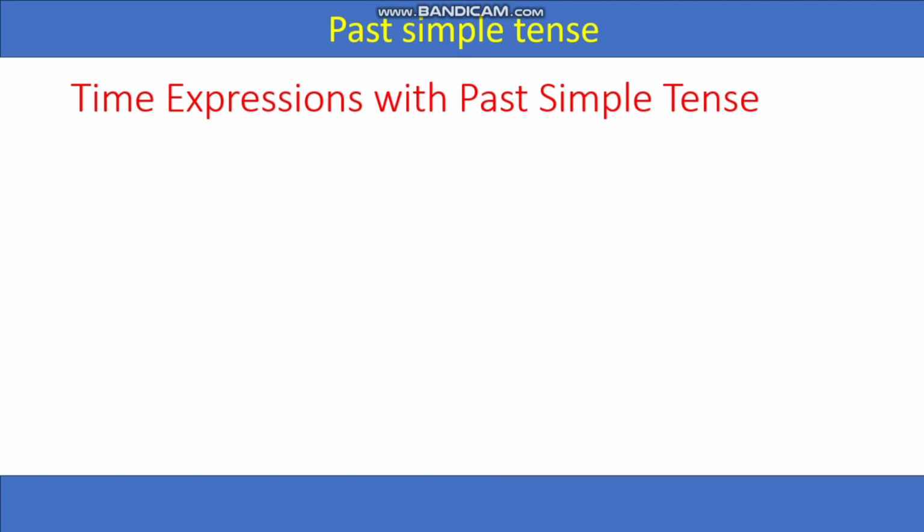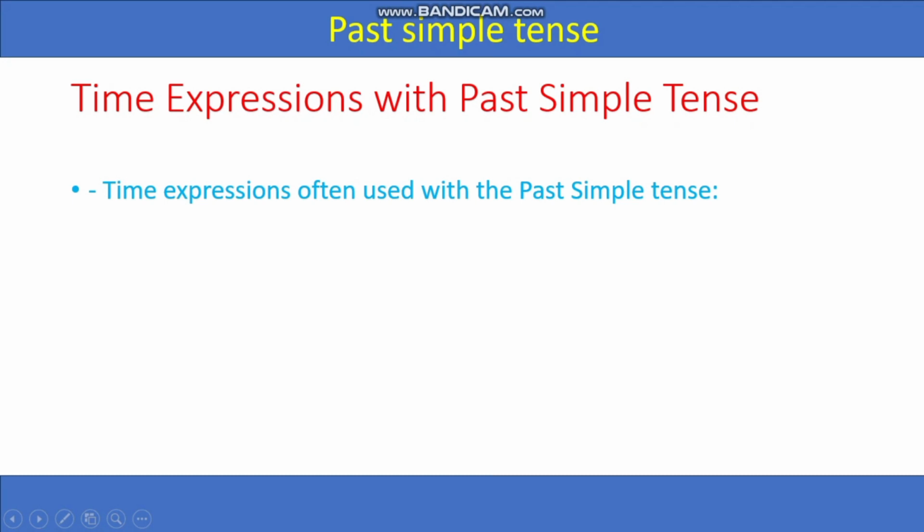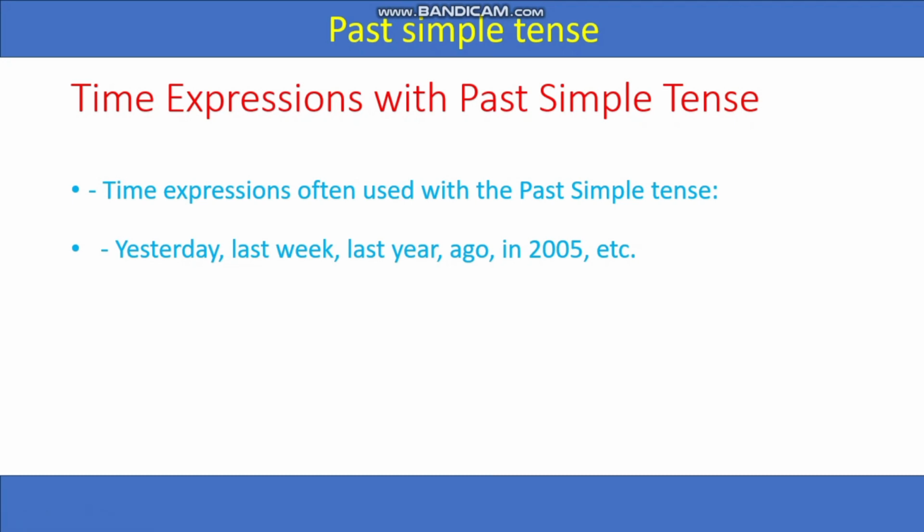Time expressions with past simple tense. Time expressions often used with the past simple tense: yesterday, last week, last year, ago, in 2005, etc. When we use these modifiers, it means that we are using past simple tense. Okay, example, I visited Paris last summer. Last is what we have used here.